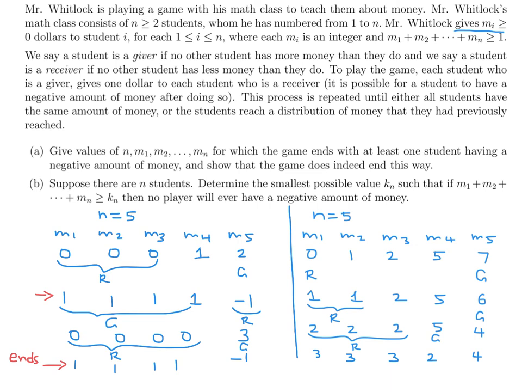The reason the game ends is not because of the negative amount. The game ends because we have reached a distribution of money that had been previously reached. And in our case, it was reached at that point of the game. So that's pretty much all part A is trying to show.